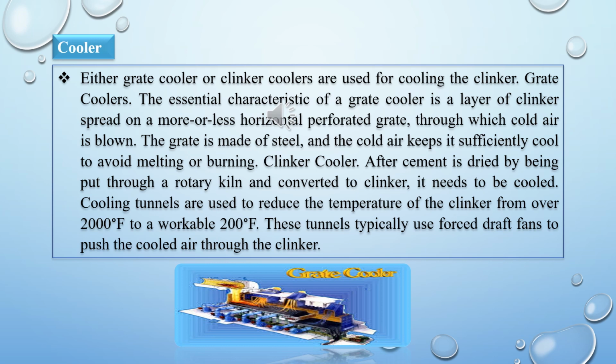So students, it is clear that there are two types of cooler, grate cooler, or you can say clinker coolers. In the grate coolers, the clinker is spread on the grate, which is formed of steel, and air is blown through it, which makes it cool. And in the clinker coolers, there are different tunnels which use forced draft fans to push the cooled air through the clinker, which makes it cool.